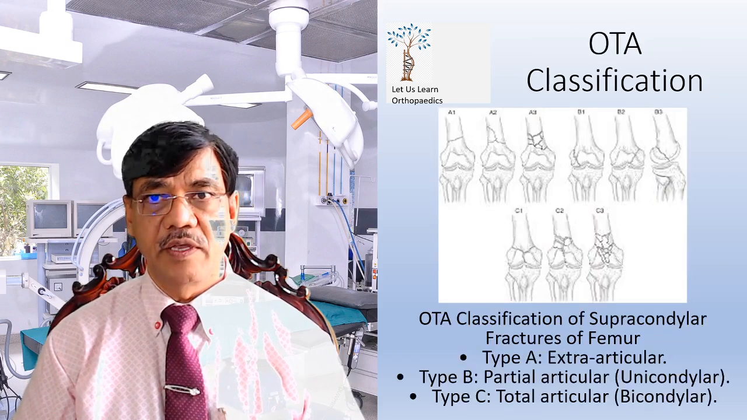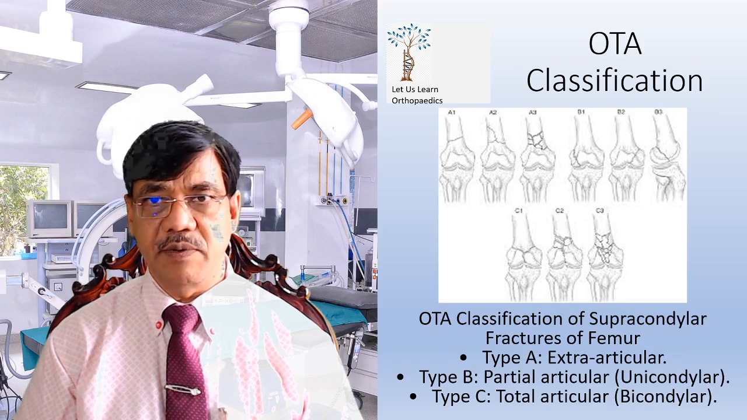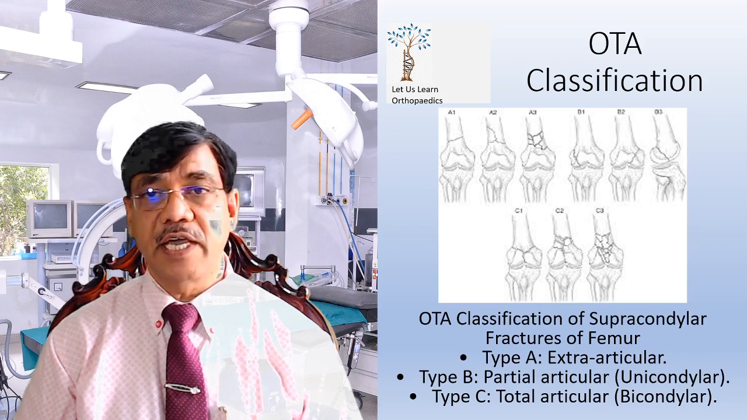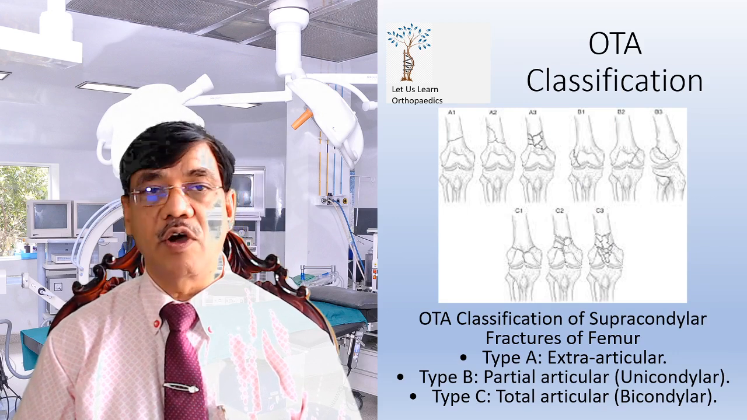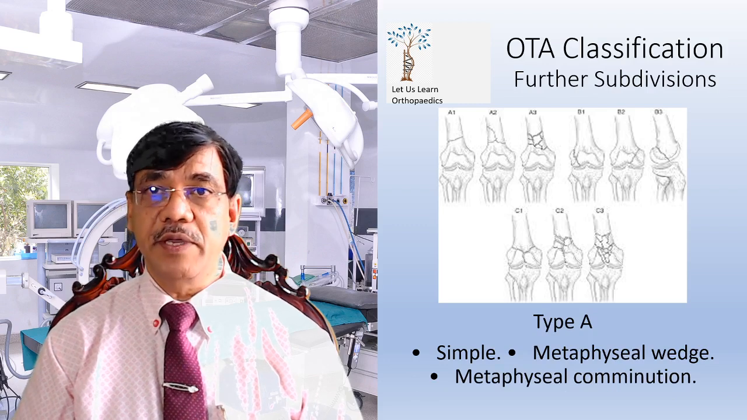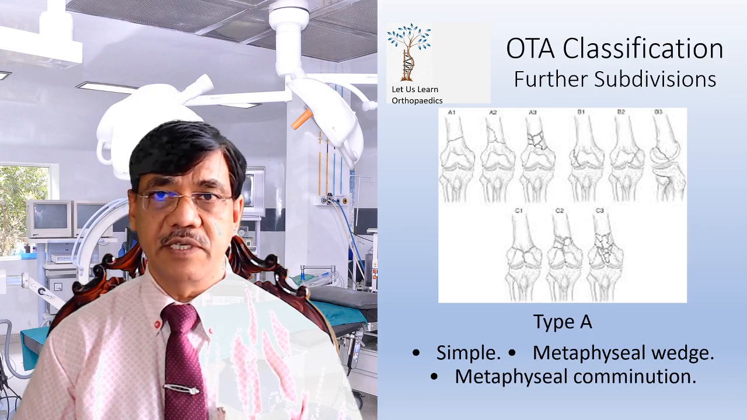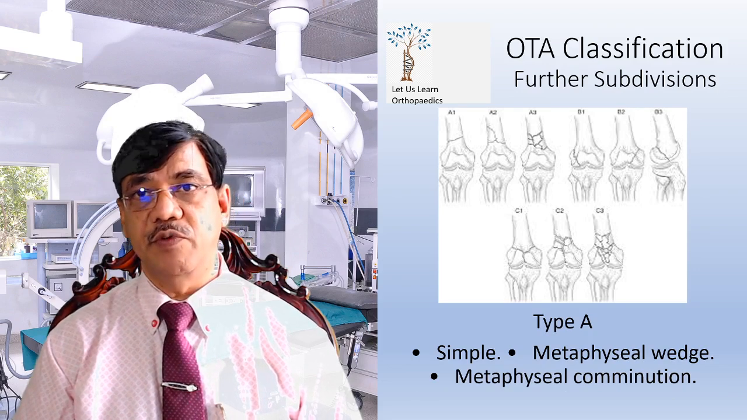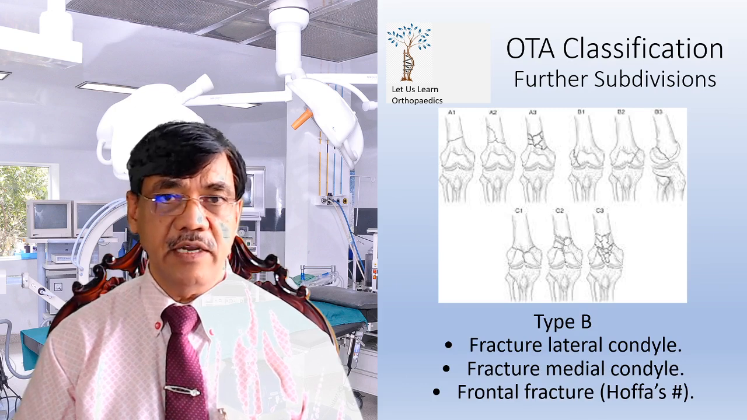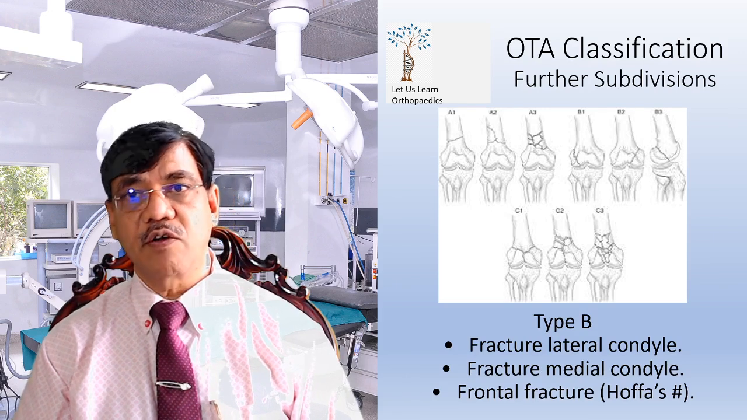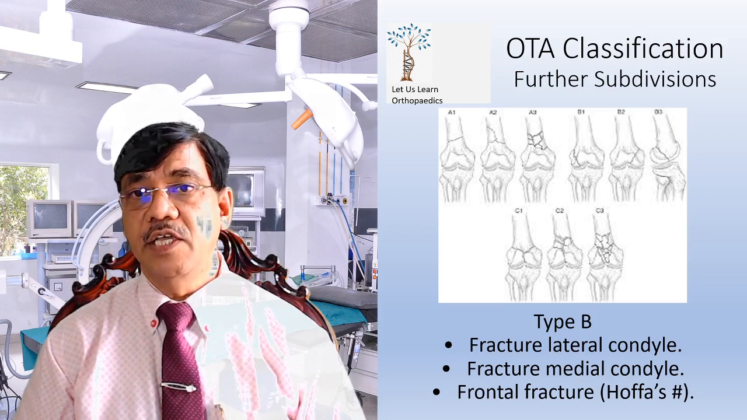the comminution. The OTA classification of supracondylar fracture femur again is very similar, where type A is extra-articular, type B is partly articular or unicondylar, type C is total articular or bicondylar. Now type A, first is simple, A1, A2 is metaphyseal base, and A3 metaphyseal comminution. Whereas in type B, B1 is a fracture of lateral condyle, B2 is a fracture of medial condyle, and B3 is a frontal fracture. We also call it the Hoffa's fracture.